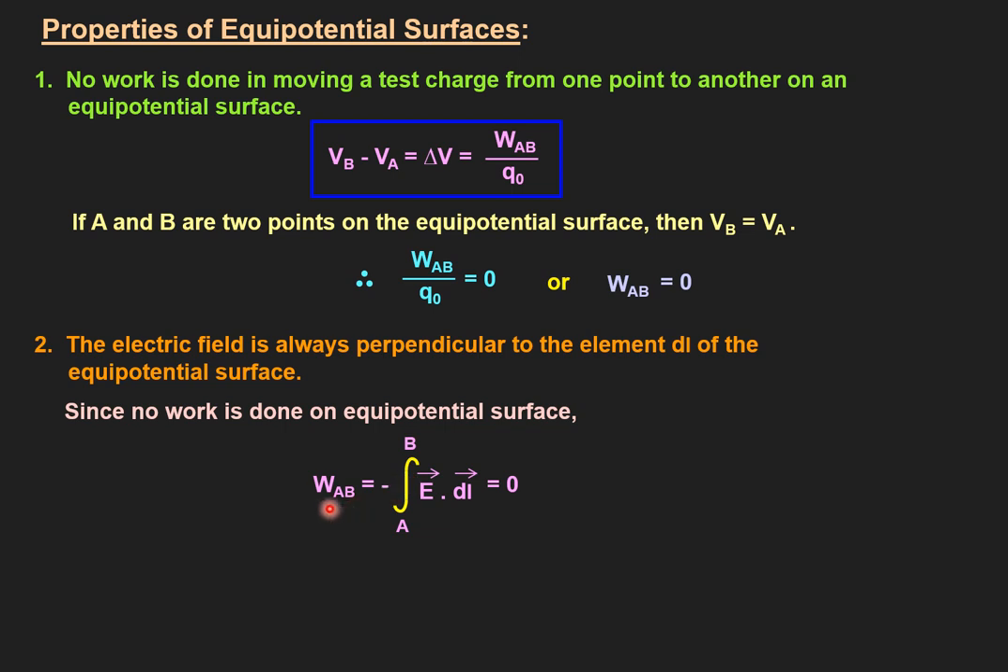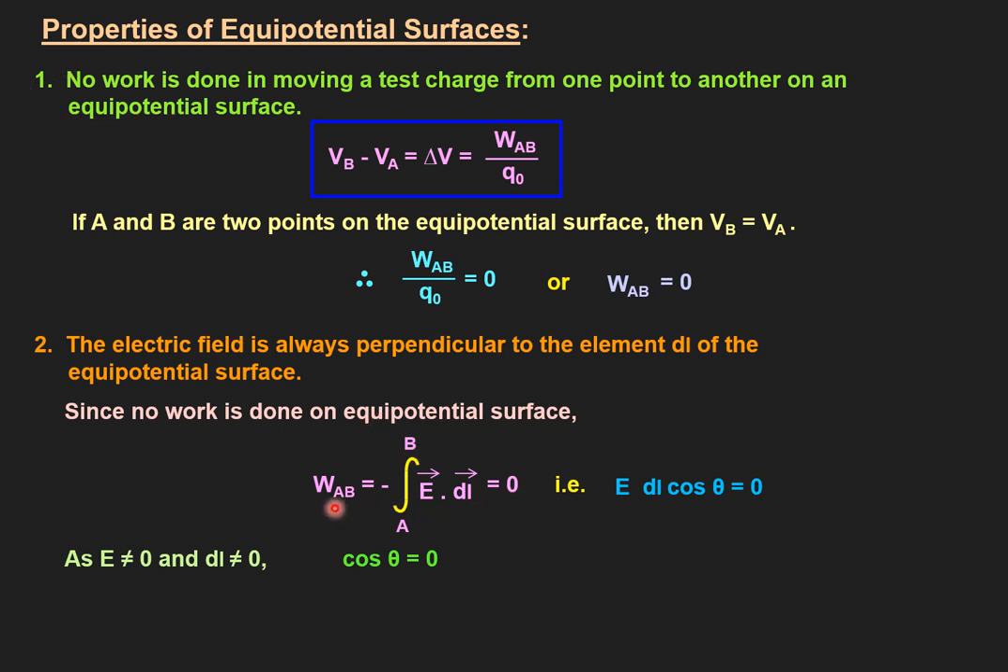So work done we can write as force into displacement, as well as the line integral of the electric field, because force is equal to Q naught into E. Q naught I have taken as 1 unit, that is 1 coulomb. So that's why the integral of E dot dl equals 0. Now we know A dot B vector is AB cos theta. So E dot dl vector will be E dl cos theta equals 0, because we already know that the work done in moving a test charge from A to B on an equipotential surface, from the first property, is 0.